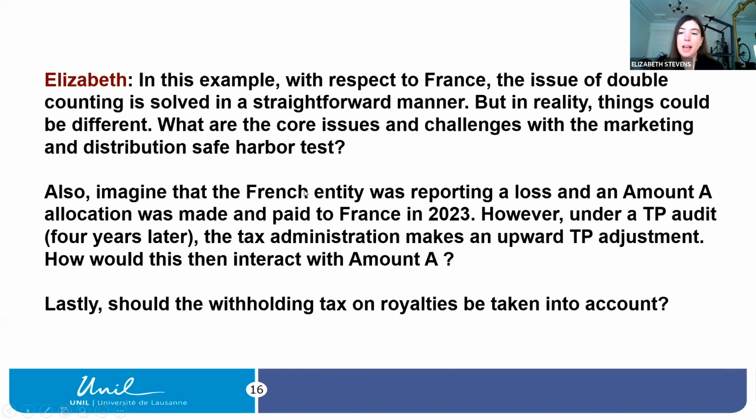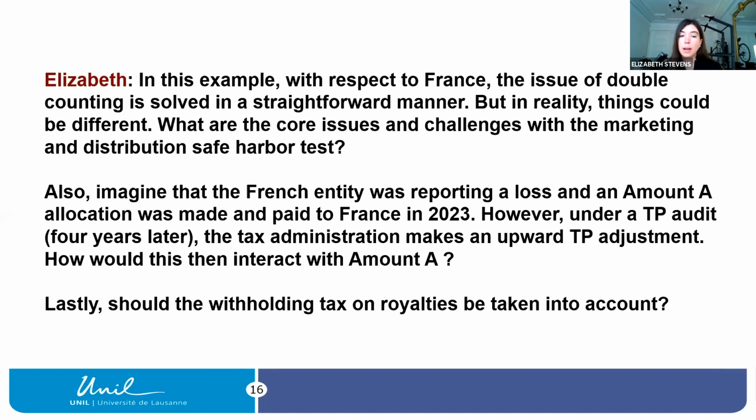It says on the slide, the issue of double counting is solved in a straightforward manner in our example, and it is because of how the numbers are set up. So our French entity is a full risk manufacturer or distributor. It's already earning and reporting a share of residual profit because it's a full risk entity, and we're told that it's making an arm's length profit. So if we allocated the full 6 million on top of the 15 million already being reported, that would over reward value in the French market.